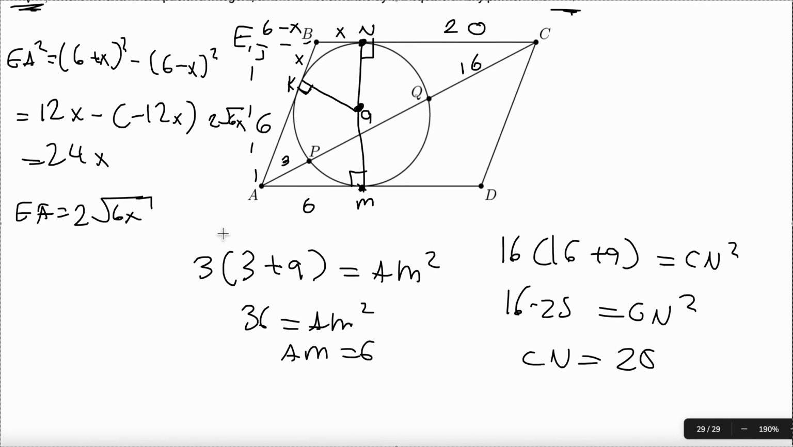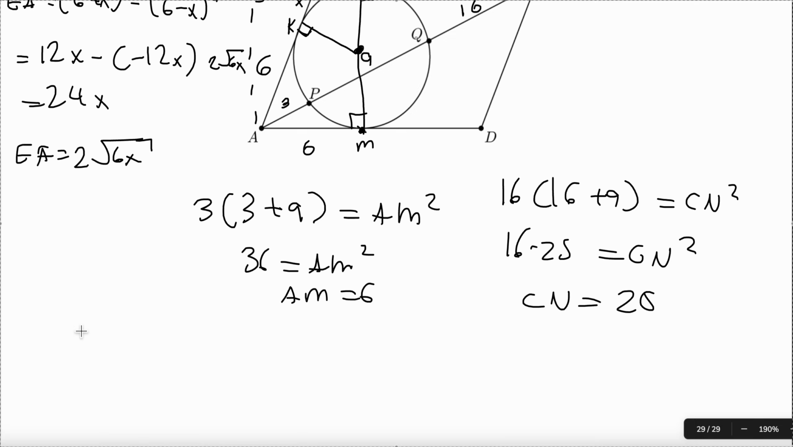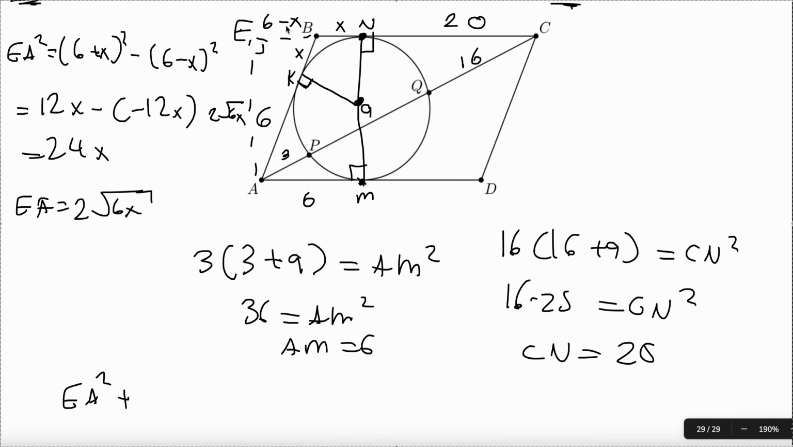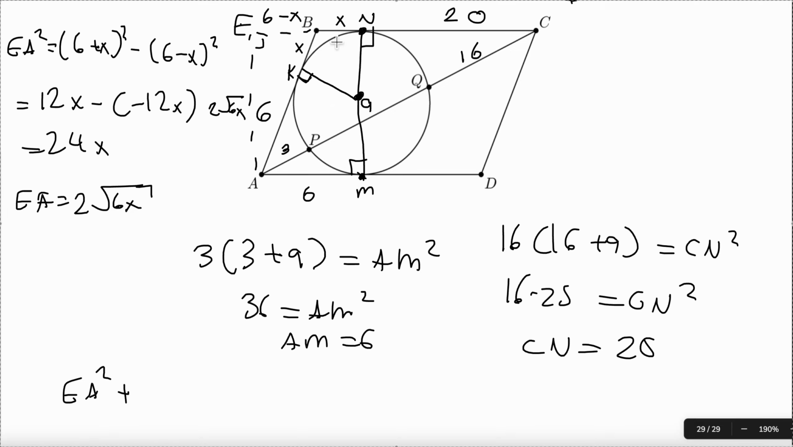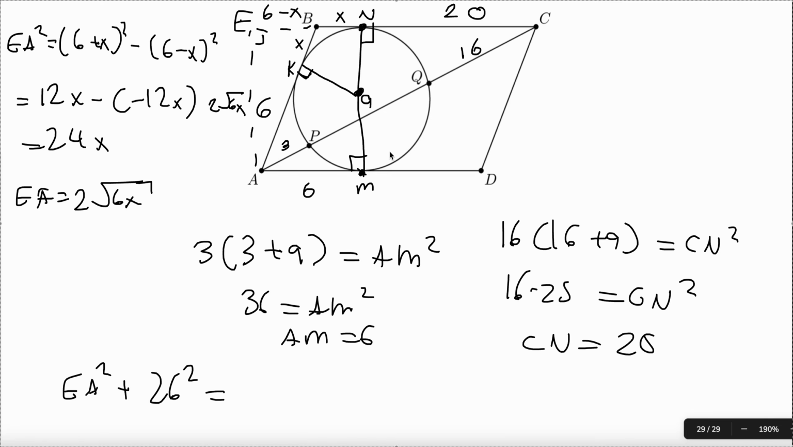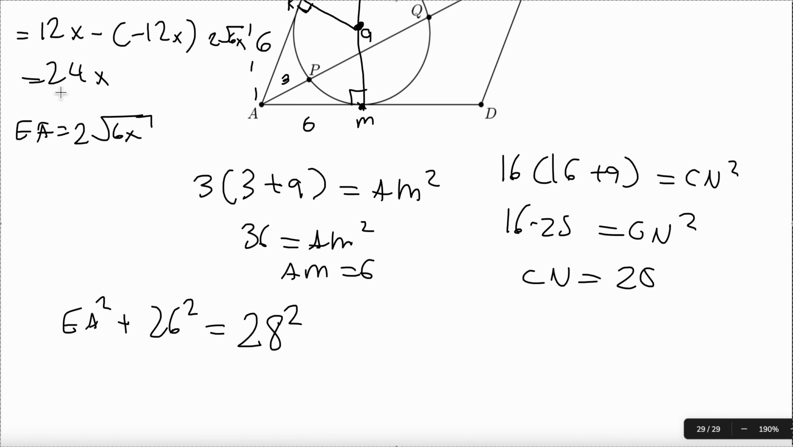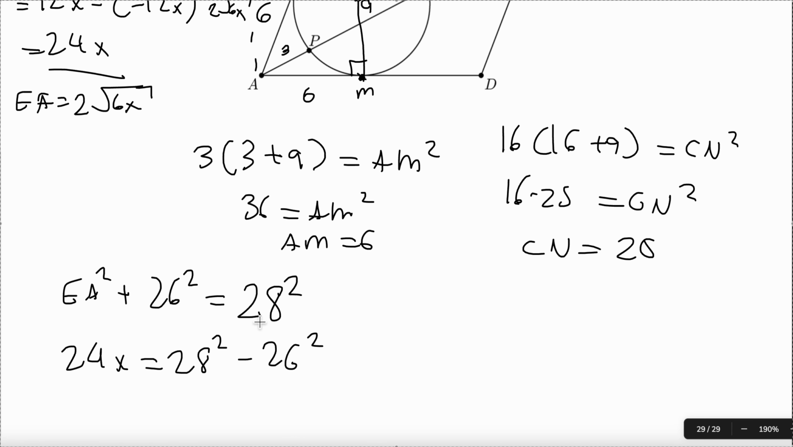That's one thing, but let's see if we can find something else. Why don't we consider this bigger right triangle, triangle ACE? Using the Pythagorean theorem on triangle ACE, EA squared plus this gigantic EC, which is 6 minus x plus x, that's 6, plus 20, which is 26, squared, equals (3 plus 9 plus 16) squared. 9 plus 16 is 25, 25 plus 3 is 28, so this equals 28 squared. We also know EA squared is 24x, so 24x equals 28 squared minus 26 squared. Now we have an explicit expression where we can solve for x.